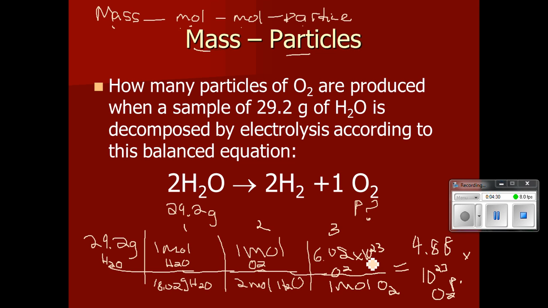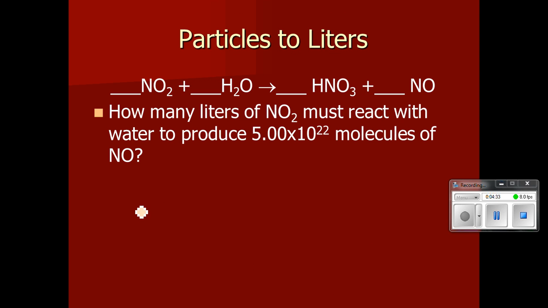That's the first one. Let's look at the second one. This is particles to liters now. This formula isn't balanced, so we're going to go ahead and balance it: 3, 1, 2, then a 1. How many liters of NO2 must react with water to produce 5.00 times 10 to the 22 molecules of NO? So I have my particles, and I'm looking for liters of this guy. Let's set this up real quick.